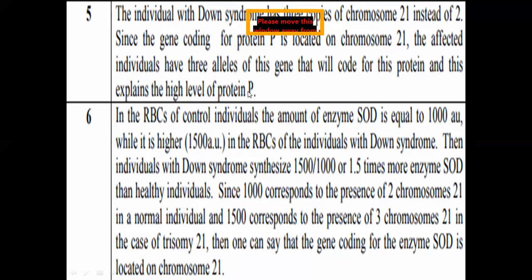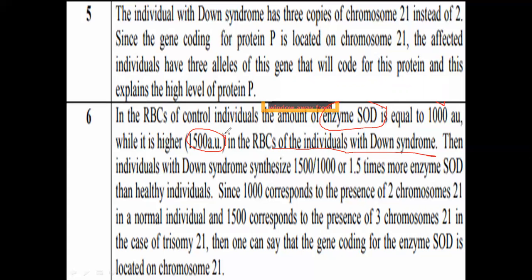Part 6 is that you have to explain the results shown in the figure or in the document. So in the document, what do we have? We have in the red blood cells of the control individual the quantity of the enzyme SOD is 1000 AU. Why is it higher in the red blood cells of the individual with Down syndrome? So 1500 in the red blood cells of the Down syndrome individual, while it's 1000 only in the red blood cells of the control individual, which is the normal one.